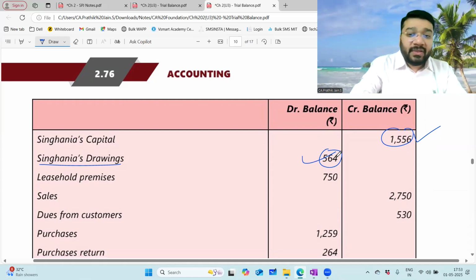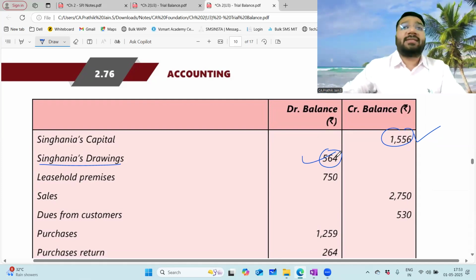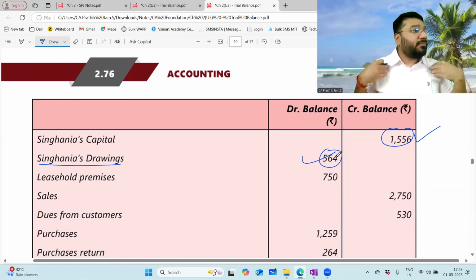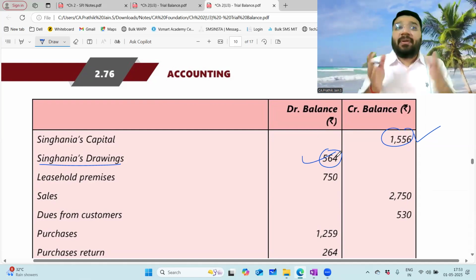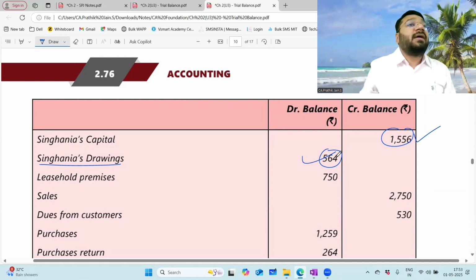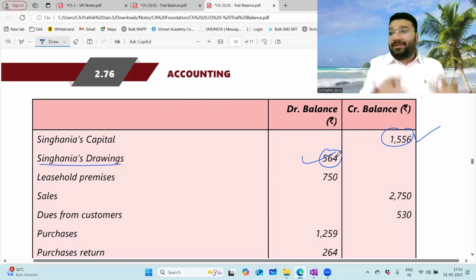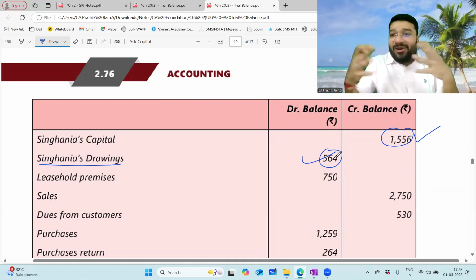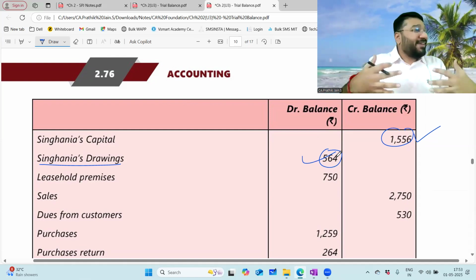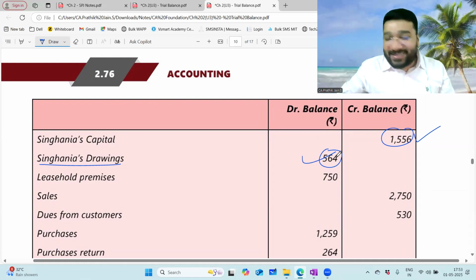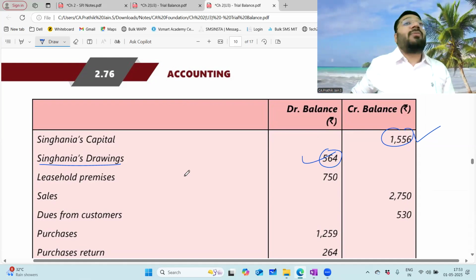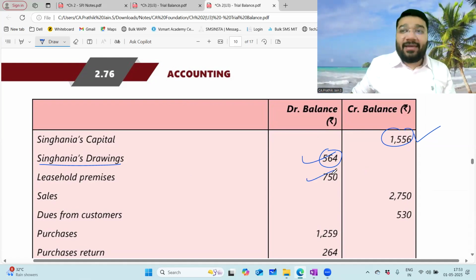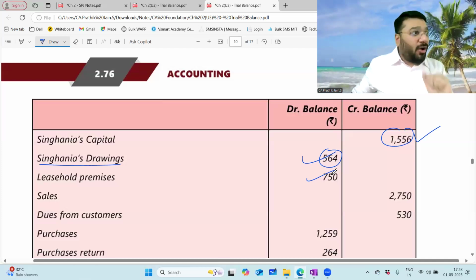Okay. Leasehold premises. This premises is on rent. It's called leasehold premises. Any premises that we take on rent is called leasehold premises. This is more in a polished manner. Rental premises sounds local. Leasehold premises means how polished we are saying. It means we don't get the feeling that we are sitting in rented premises. Leasehold premises, rent paid, 750. Debit column, right or wrong?